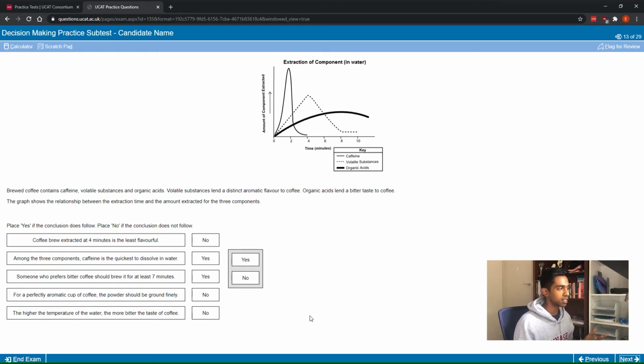So as you can see, a lot of these questions in the decision-making subtest really require you to just not make any assumptions and also to just make the most out of the information that is given to you.